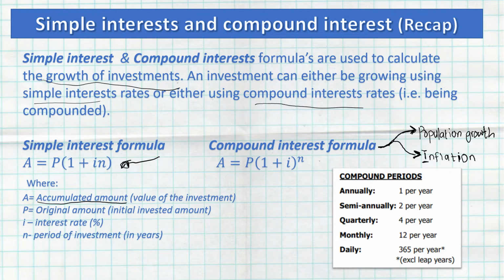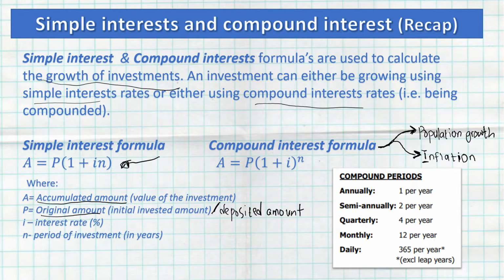For example, if I invest 50 rands today and after 1 year I get 70 rands, my A there will be 70 rands, because it's the accumulated amount, the grown value of the investment. P is your original amount, the initial invested amount, or the one you deposit. Sometimes it's called the deposited amount. It's the one you deposit when you want to invest.